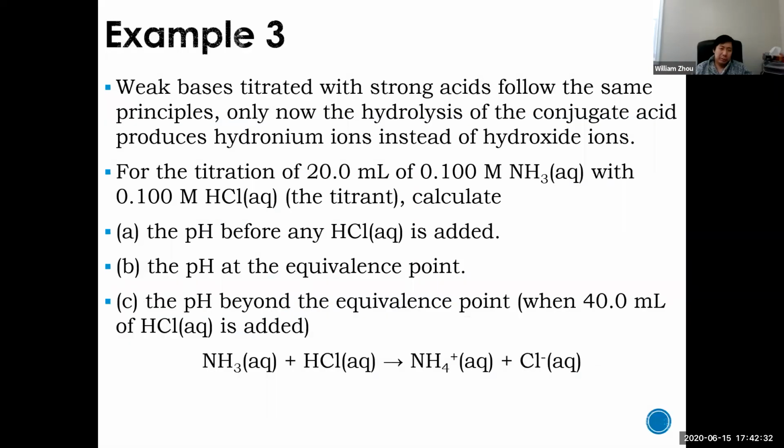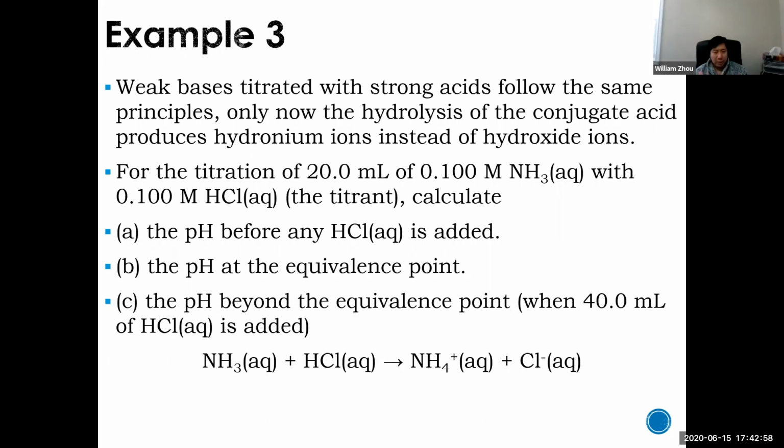All right, so here is example 3, which is our last example for the day. It is the opposite of what we just did. You have a weak base titrated with a strong acid. Same idea, except now the hydrolysis is with the conjugate acid. Okay. The base will become the conjugate acid, and you will produce hydronium instead of hydroxide.